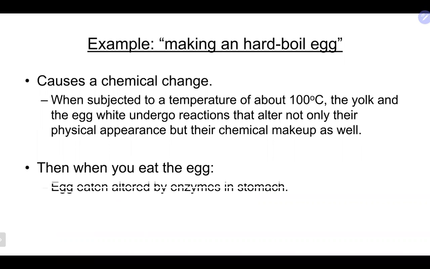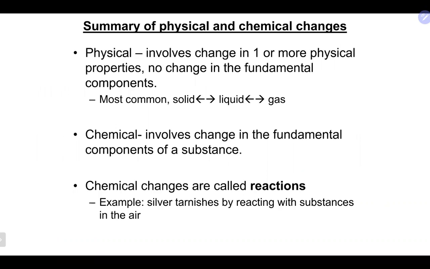And another example there, hard-boiled egg. Obviously, as you're cooking it, the inside is going through some changes in its physical appearance and also its chemical makeup. And then clearly when we eat things, our enzymes take care of a lot of those things, break them down into other things that go through chemical reactions, and we can't get it back. So again, a summary of chemical and physical changes.